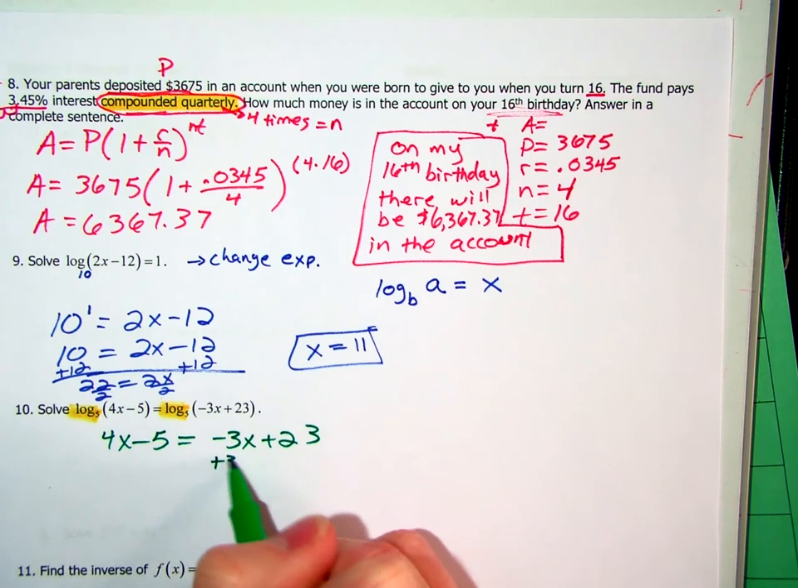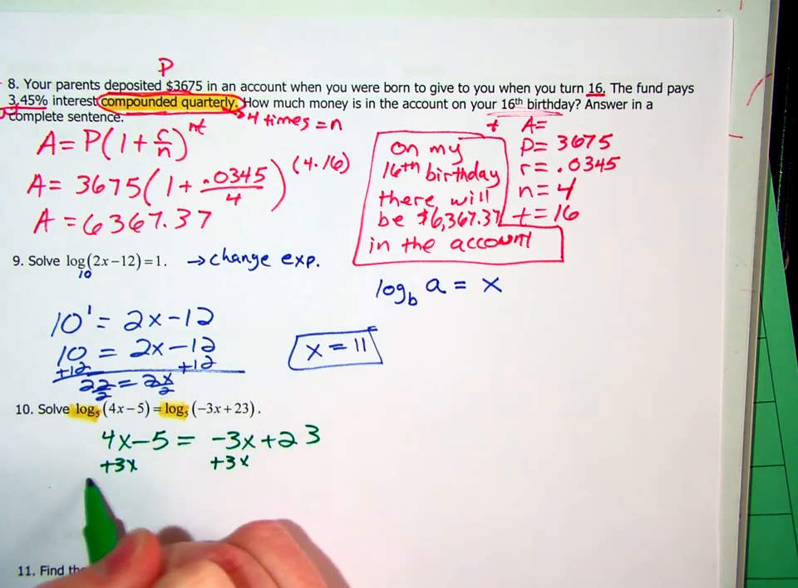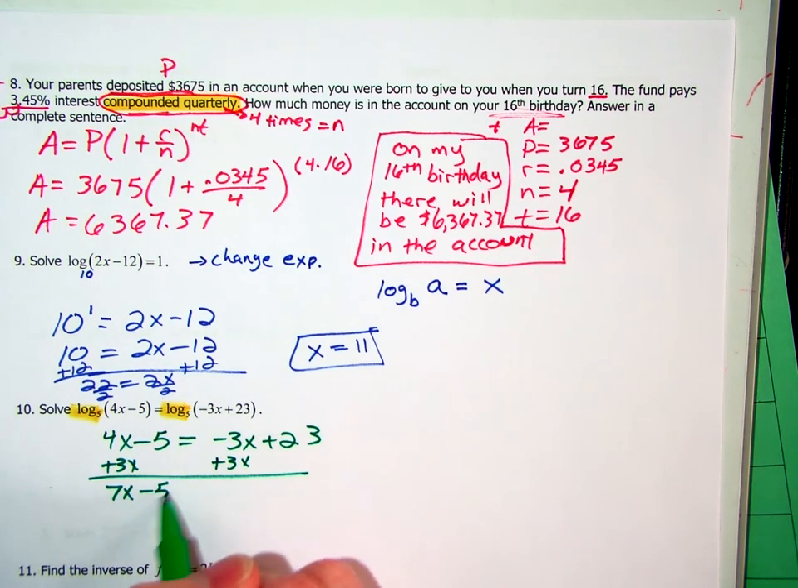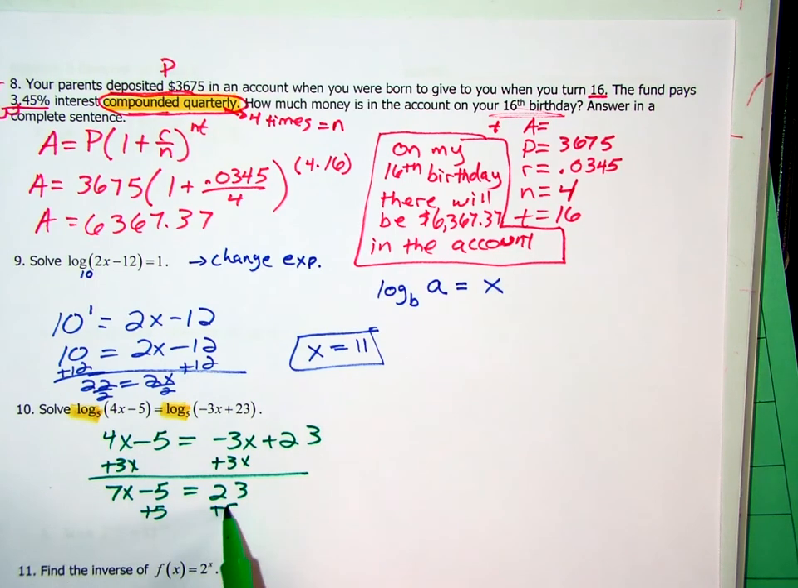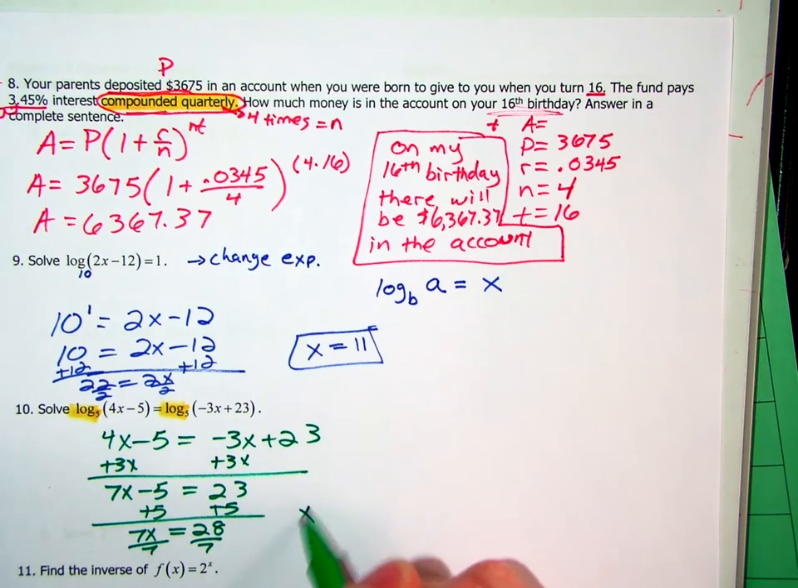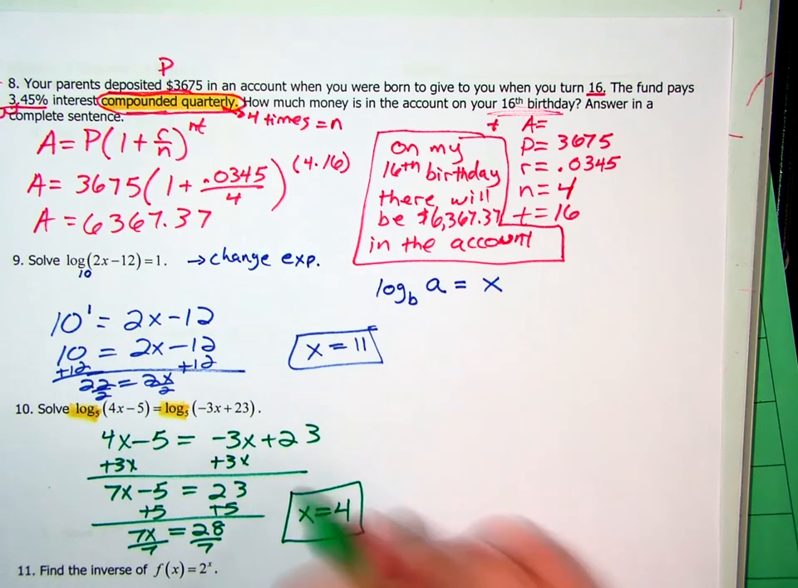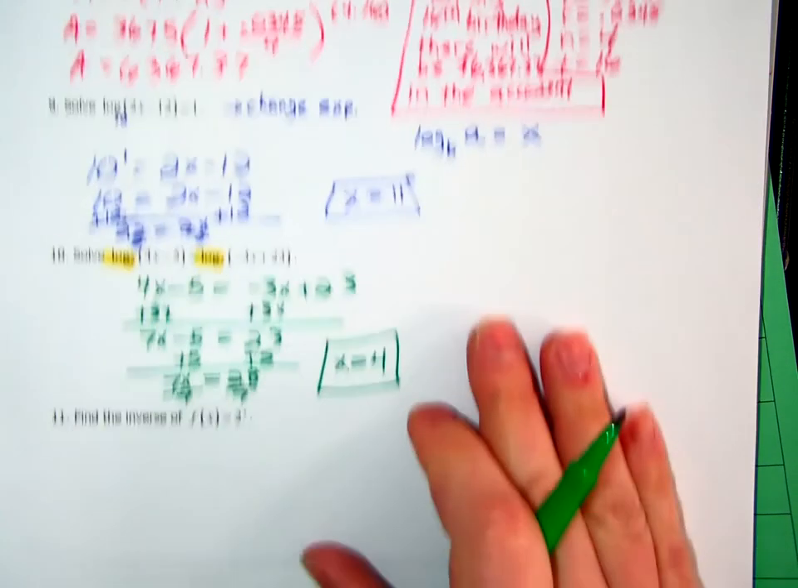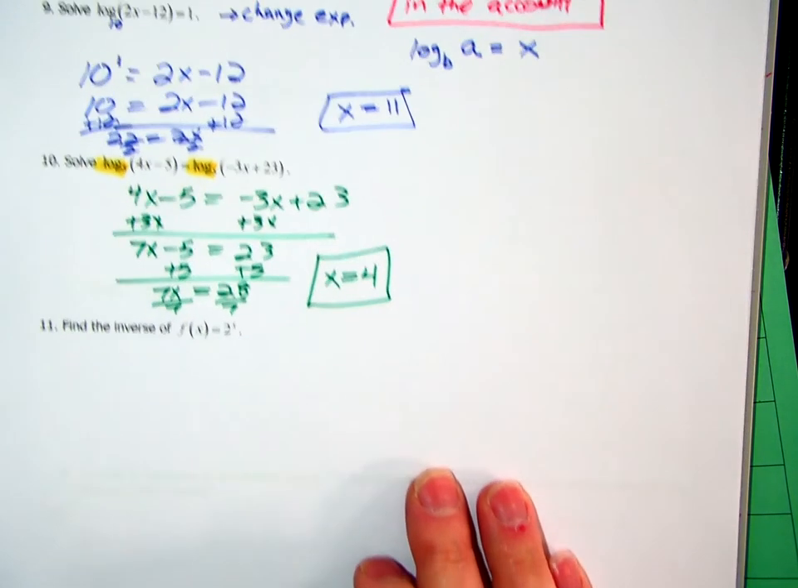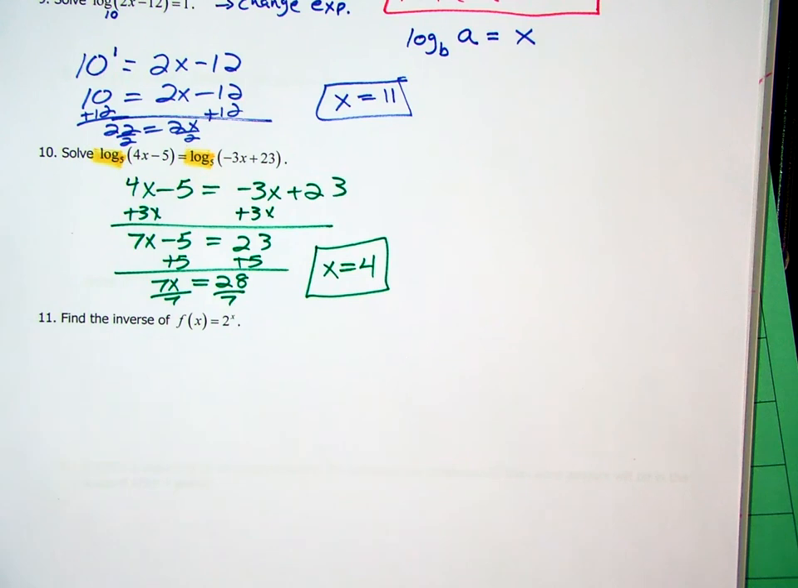So then we would add 3x. So 7x minus 5 equals 23. Add 5. 7x equals 28. Divide by 7. And we have x equals 4. And again, this one, because the base is different, we're not going to bother typing that into our calculator. That's just our answer.